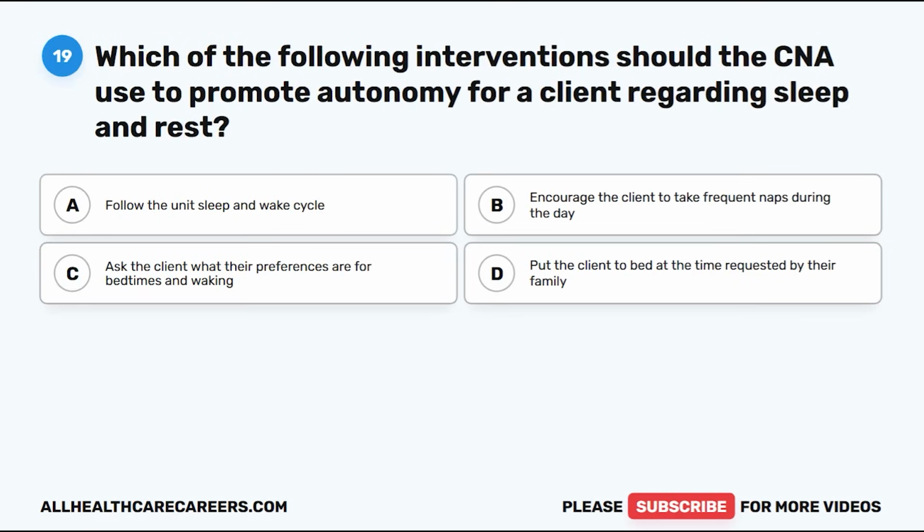Question 19. Which of the following interventions should the CNA use to promote autonomy for a client regarding sleep and rest? Option A. Follow the unit sleep and wake cycle. B. Encourage the client to take frequent naps during the day. C. Ask the client what their preferences are for bedtimes and waking. D. Put the client to bed at the time requested by their family.